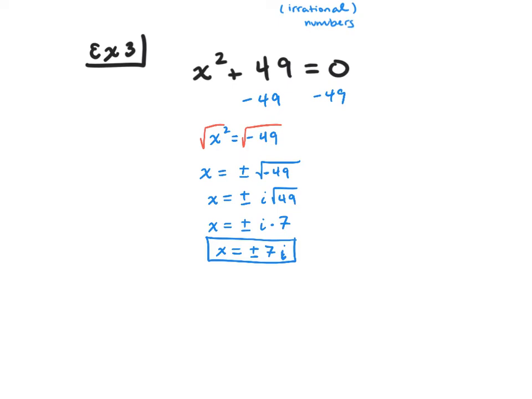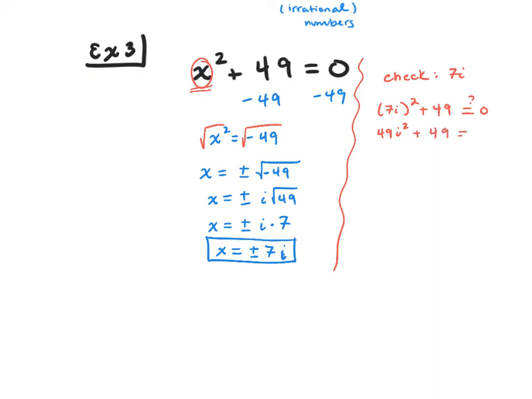And I just want to show you that I'm not lying. I'm going to check it. So first let me check that 7i is a solution. So I should be able to square 7i and add 49, and it should equal 0, right? I'm just plugging in what I think the answer is here. So (7i) squared is 49 i squared, plus 49. Does that equal 0? Oh, look at this. I got 49 times a negative 1. It's going to work because negative 49 plus 49 is 0. Awesome. See, I wasn't lying.